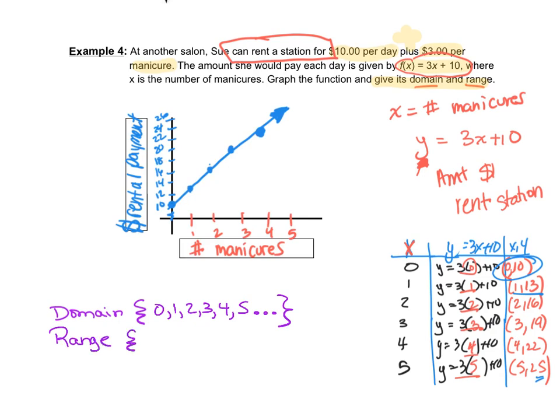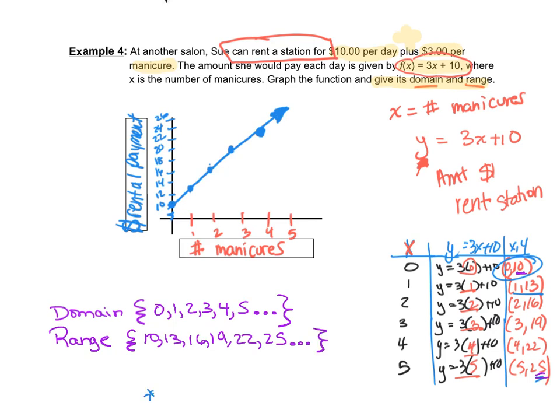The range, similarly, the least number is 10, the greatest number is 25. And then it goes on in a specific pattern because there's a constant rate of change. So you're going to write $10, 13, 16, 19, 22, 25, dot, dot, dot.